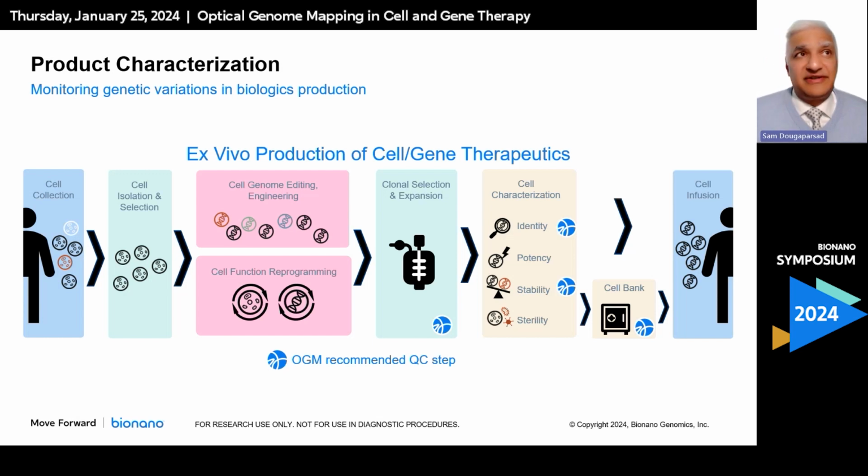When it comes to product characterization, let's look at a typical workflow in ex vivo production of cell and gene therapeutics. From cell collection to cell isolation and selection, to cell genomic editing and engineering or functional reprogramming, to clonal selection and expansion, cell characterization, and back to cell infusion, there are some critical steps for quality control that are addressed by optical genome mapping, which I have mapped in this slide.